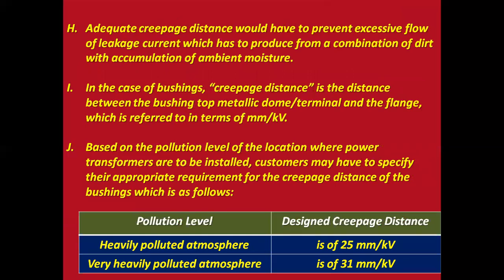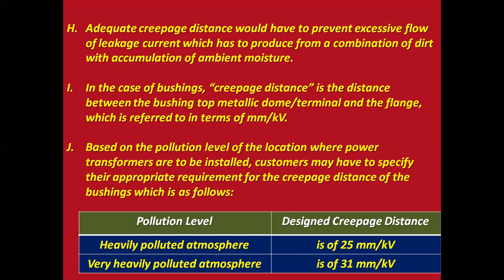H. Adequate creepage distance has to be maintained to prevent excessive flow of leakage current, which is produced from a combination of dirt with accumulation of ambient moisture. In the case of bushings, creepage distance is the distance between the bushing top metallic dome or terminal and the flange, which is referred to in terms of millimeter per kV.